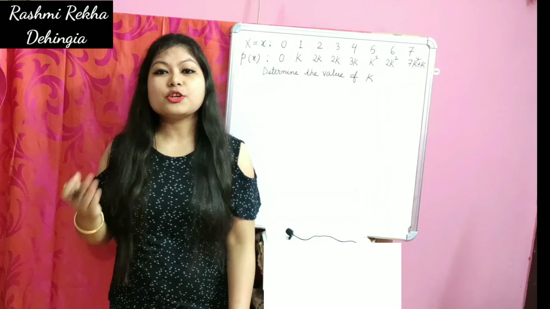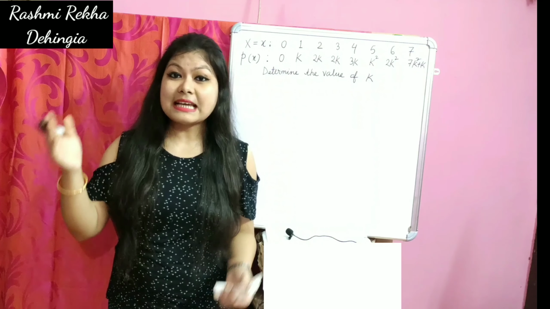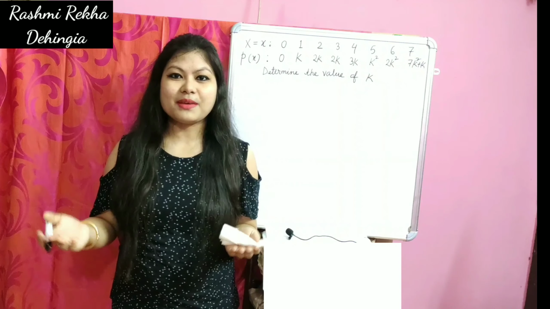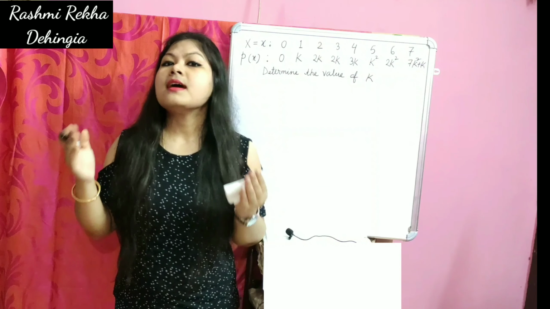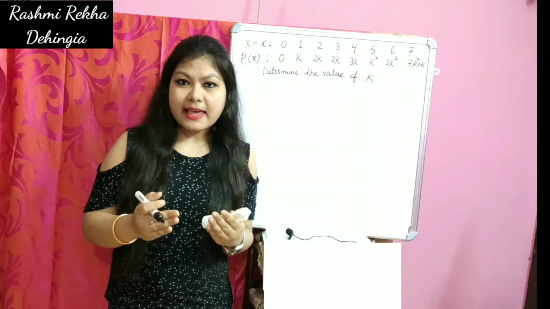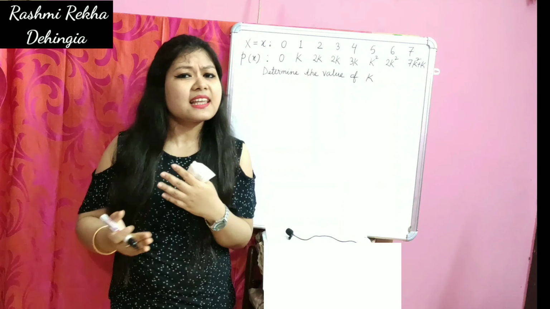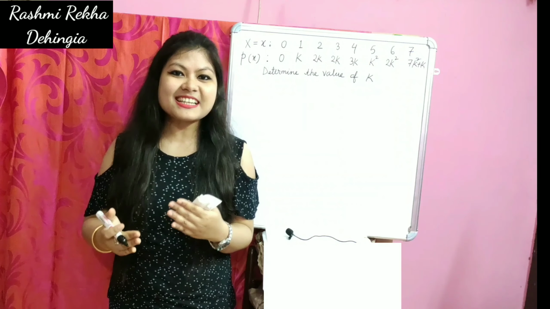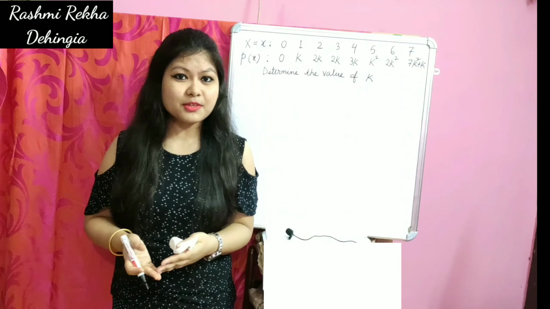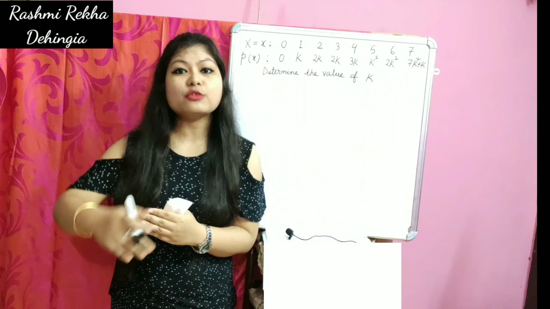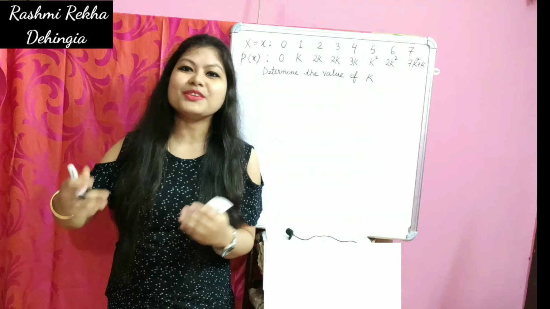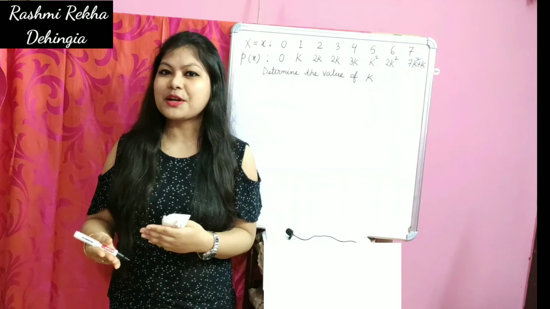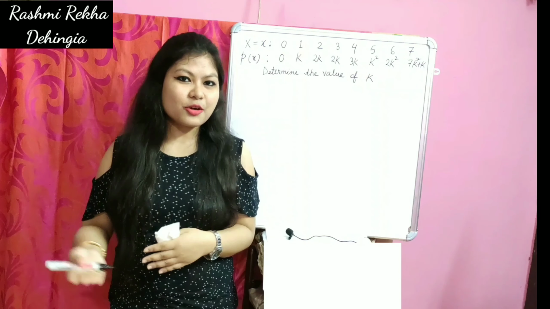A random variable is the numerical value associated with the outcomes of the random experiment. Now, what is a random experiment? A random experiment is an experiment which is conducted again and again under the same condition, and it will always give you the same result. So the numerical value or the numbers associated with the outcomes of a random experiment is called the random variable.